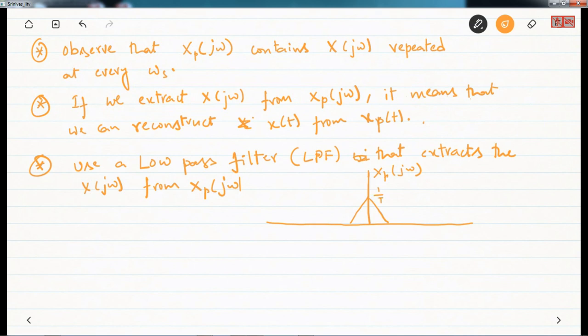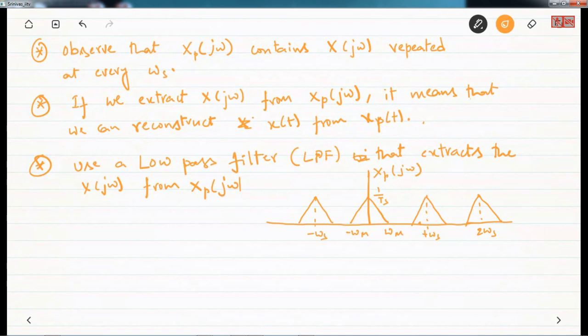Its amplitude is 1 by Ts. This is minus omega m, this is omega m, and this is, sorry, this is plus omega s, and this is 2 omega s, and so on and so forth, right? So this is minus omega s and so on.